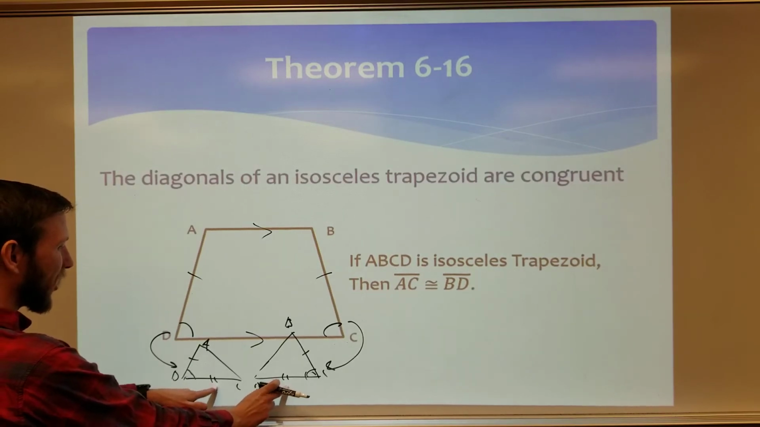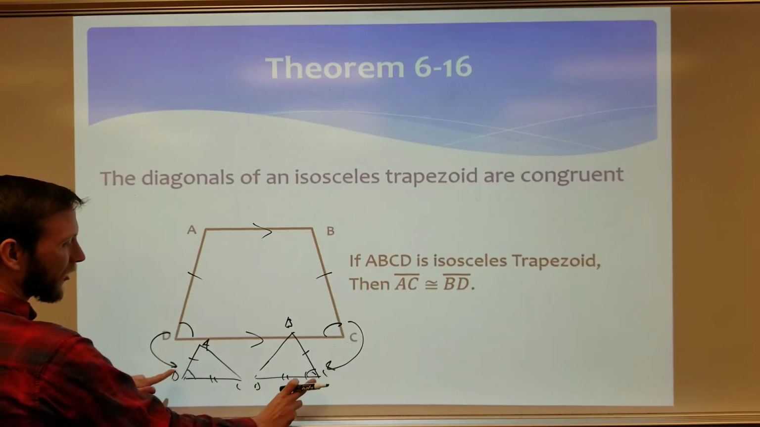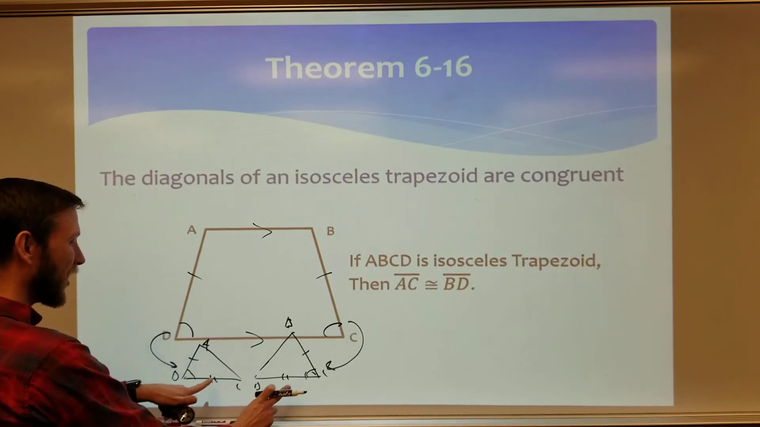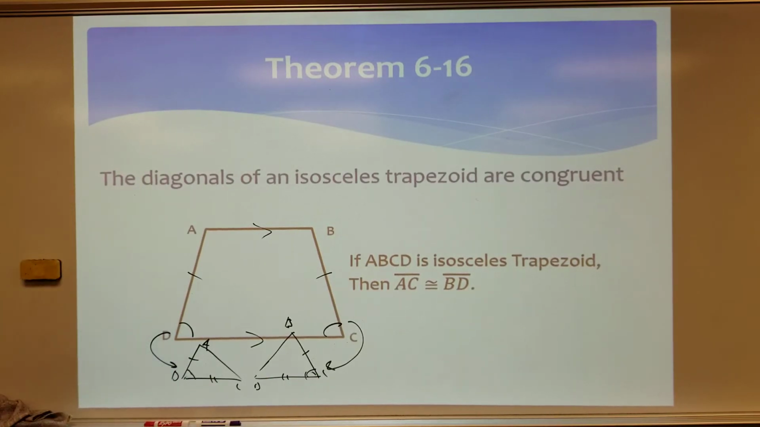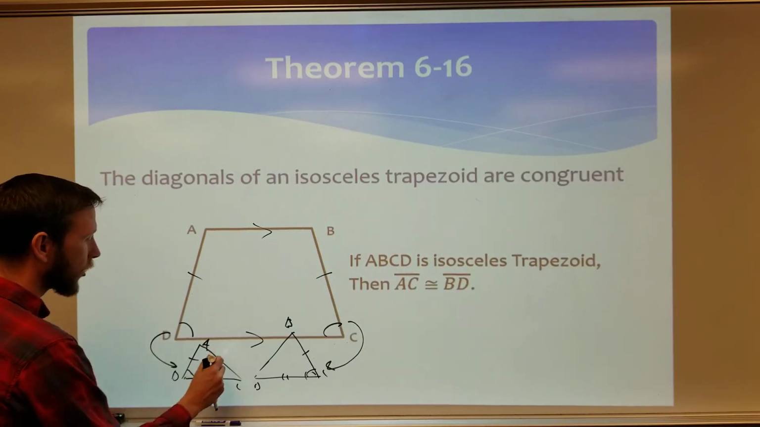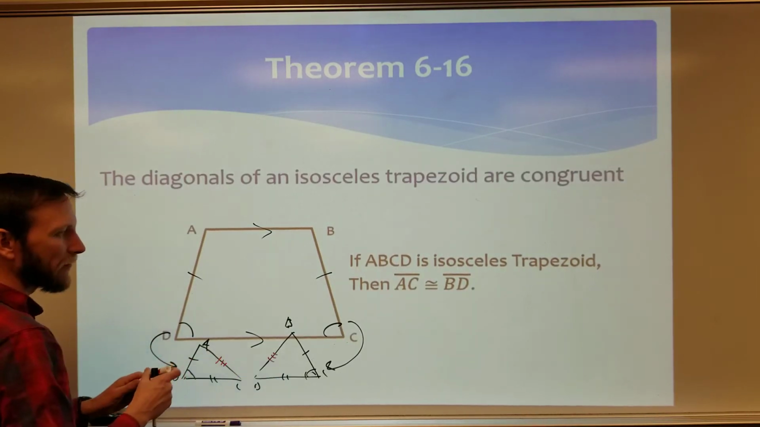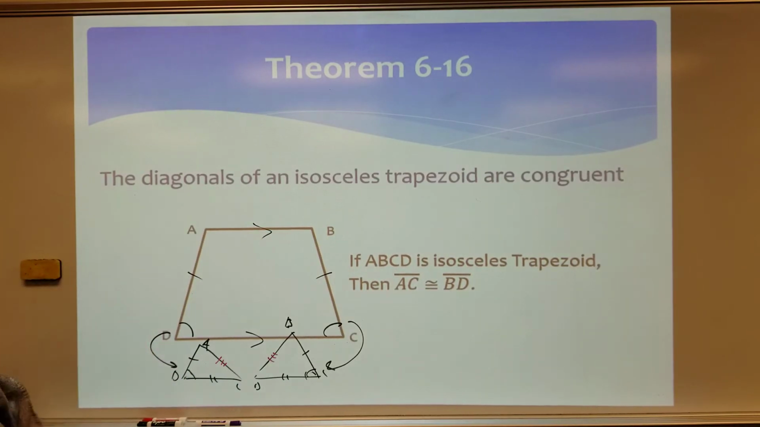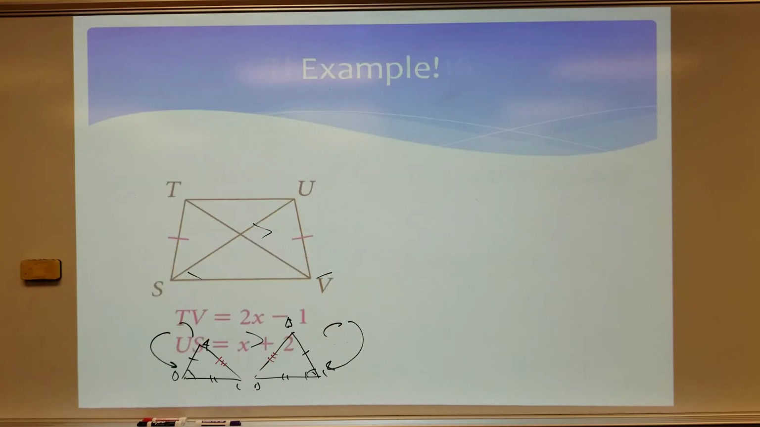And then these are congruent by the definition of isosceles triangle. These angles are congruent by theorem 6.15, and then these sides are congruent by the reflexive property of congruence. Therefore, the diagonals AC and BD are congruent by CPCTC, or the definition of congruent triangles. I'm not going to write out that proof. I'm not going to have you write it out. We're just going to use that in some of our work.